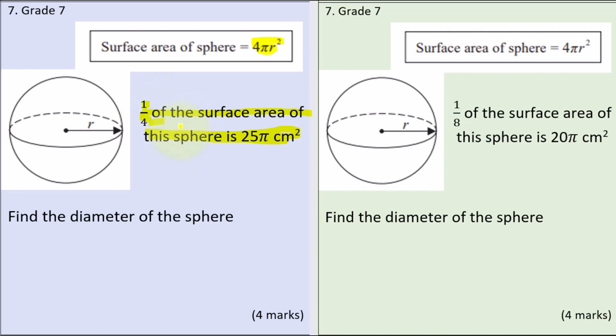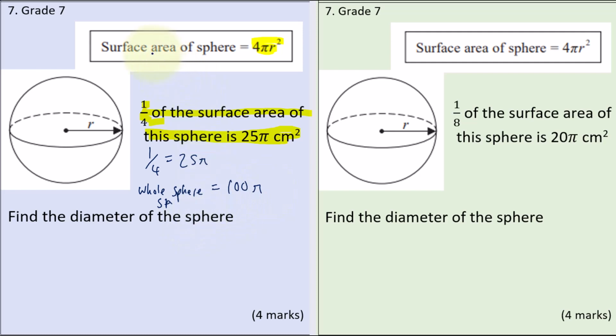So if a quarter of the surface area is 25 pi, then to get the whole we times it by 4, so the whole sphere surface area must be 4 times that, which is 100 pi. Wonderful. So it says find the diameter of the sphere.